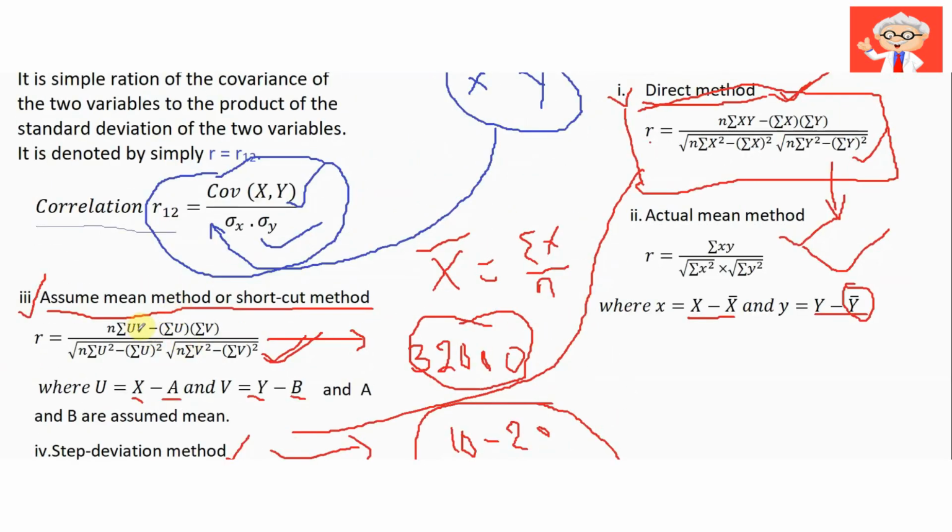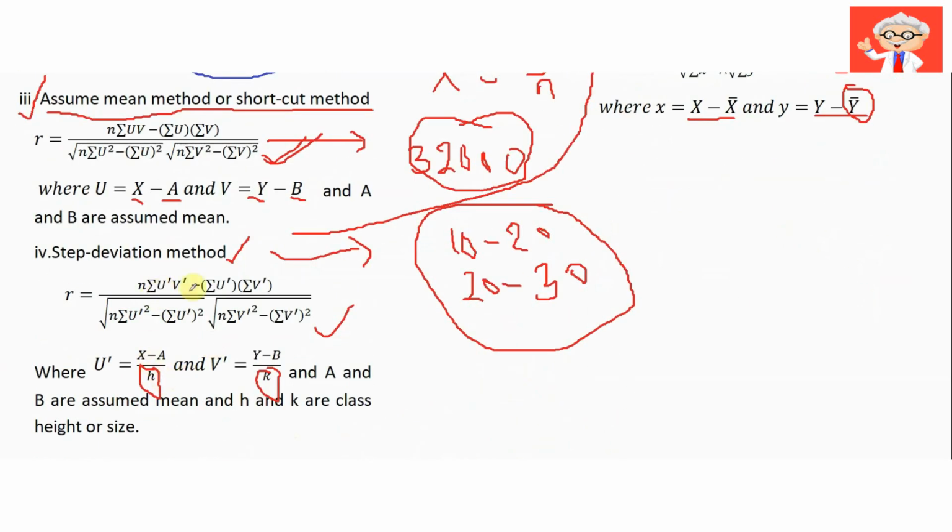We have only ub here, but here is u dash b dash. The only difference is that in this third formula we have used only ub and variables without dash, here it is a dash. So that is the only difference, but this formula, the step deviation method, is applicable only when we are given the class height or class size. Applicable means it is easier to use when we are given a class height or size.